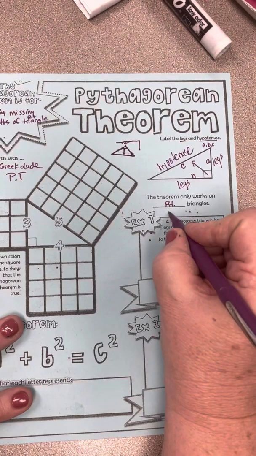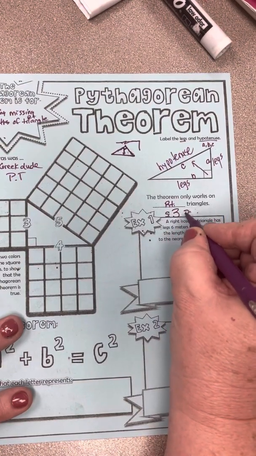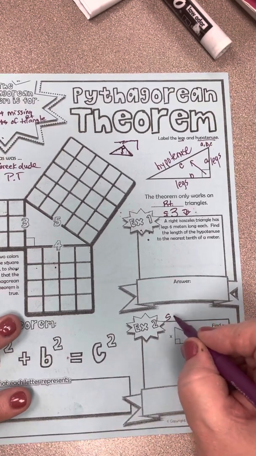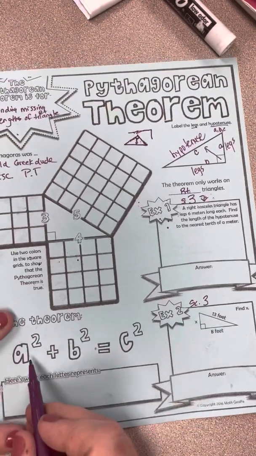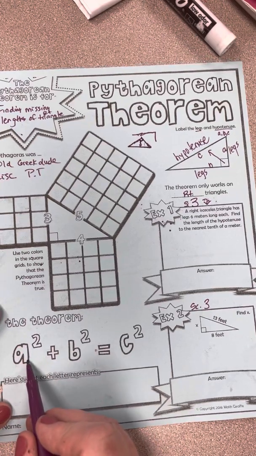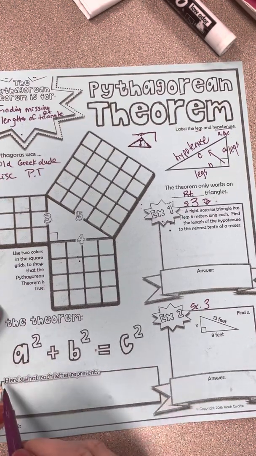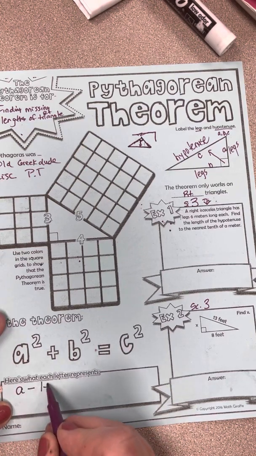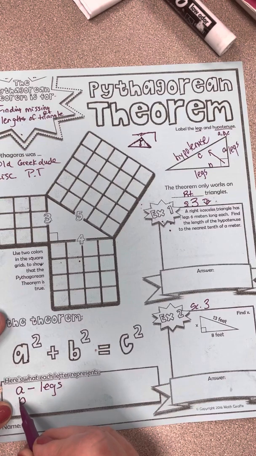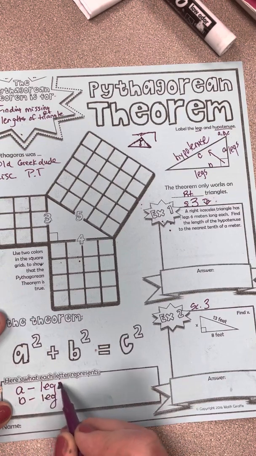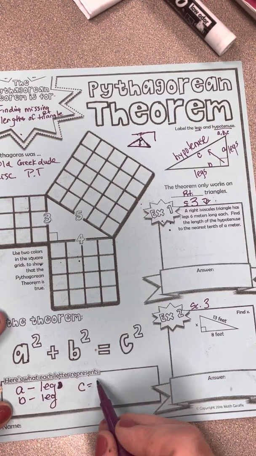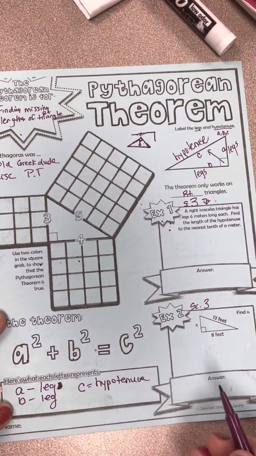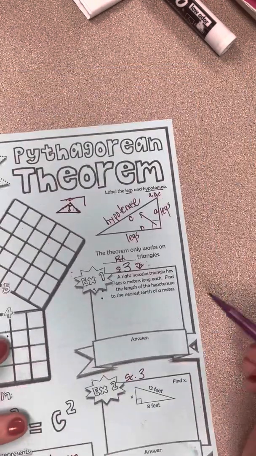Now, this is our first score 3. Okay, so this is a score 3. Okay, this is a score 3. Everything else is score 3, except for here. The theorem is actually A squared plus B squared equals C squared. Here's what each letter represents. So A represents a leg. B represents a leg. C represents the hypotenuse. Every time.